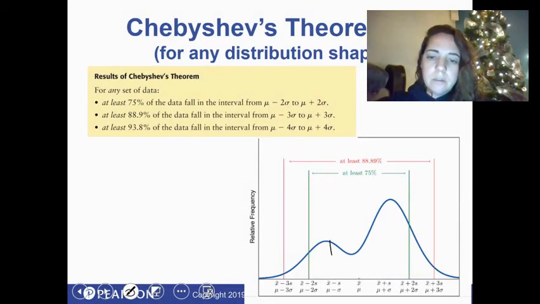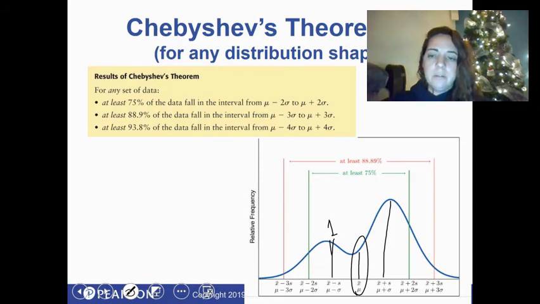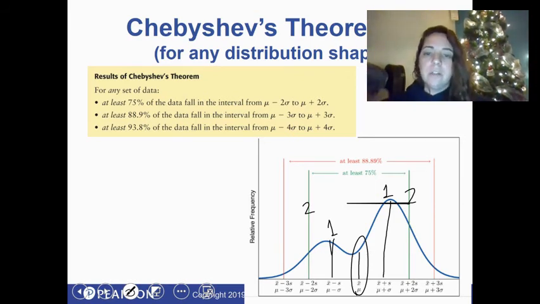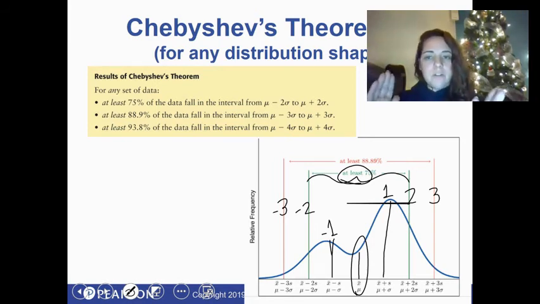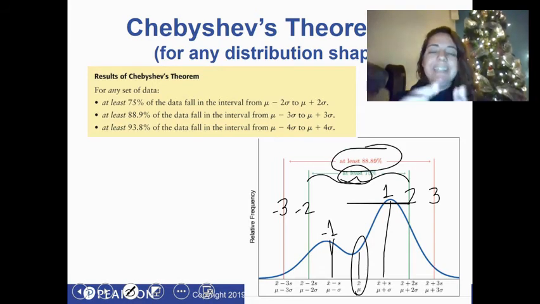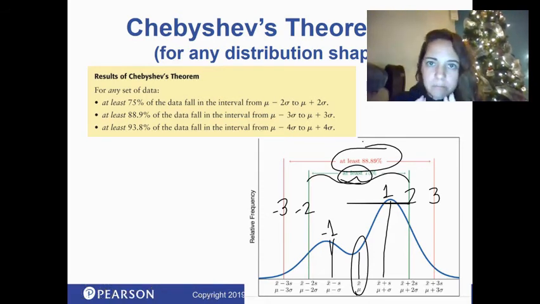So here's one group, there's the average right here, right? If we go out 1 standard deviation, Chebyshev doesn't tell us anything. But if we go out 2 standard deviations, Chebyshev says we're going to cover at least 75% of our data. And if we go out 3 standard deviations in either direction, we get at least 89%, 88.8.